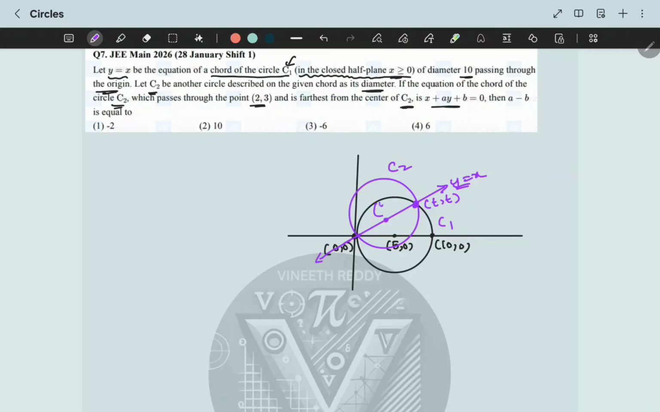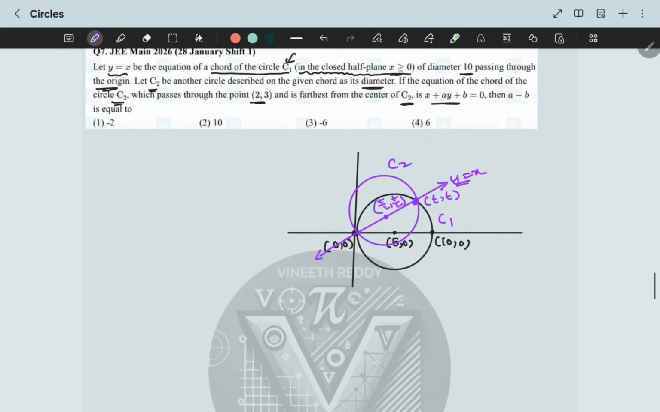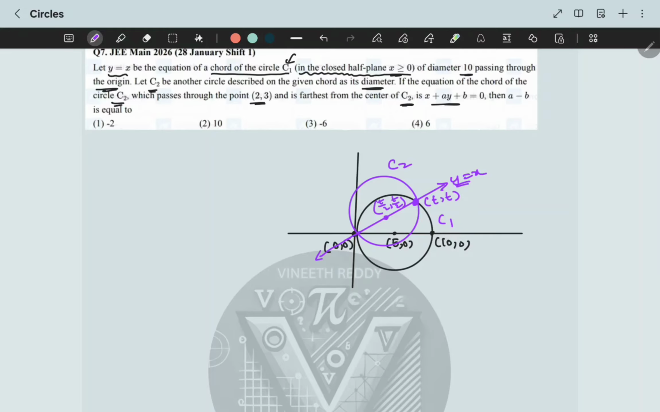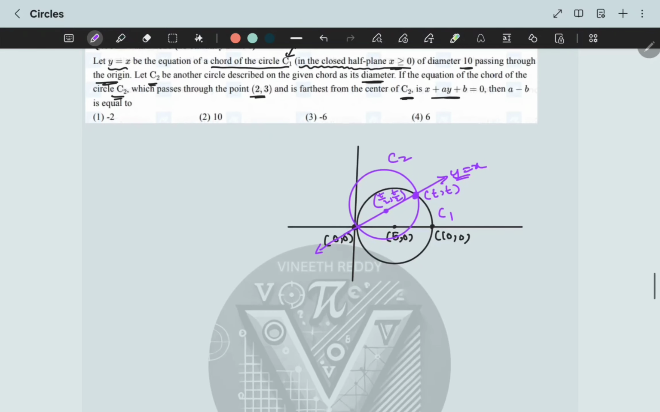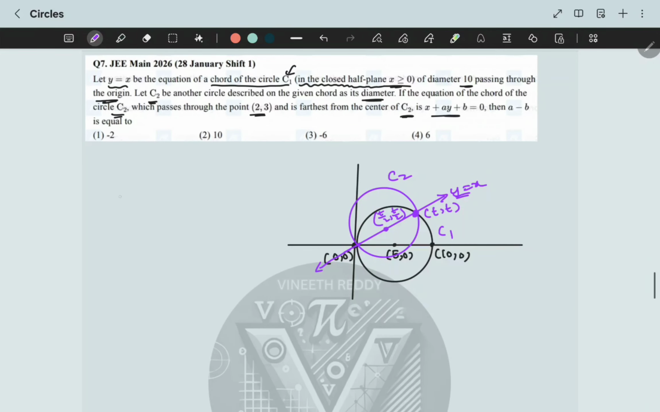So what will the center be of this circle? It will be t by 2, t by 2. So first we have to find t by 2, t by 2. Now how can we find that? So for that we have to first find t, t. And can we find t, t? Yes, because we know the equation of circle C1.